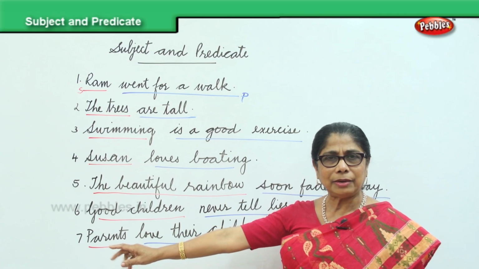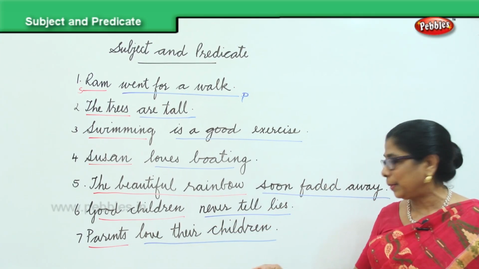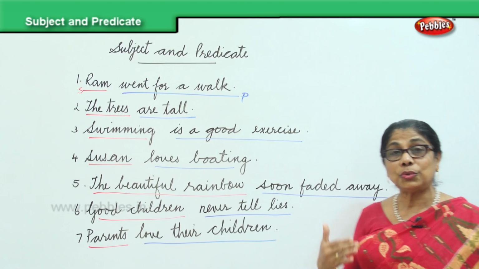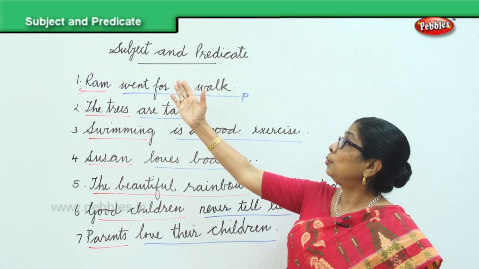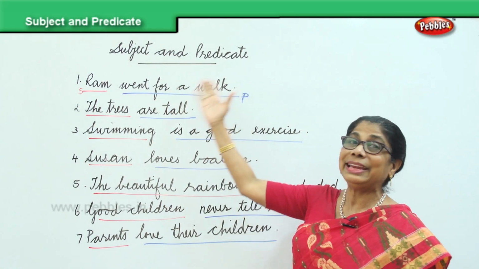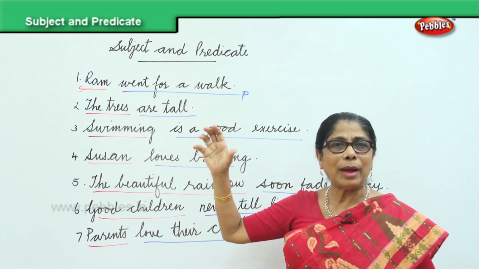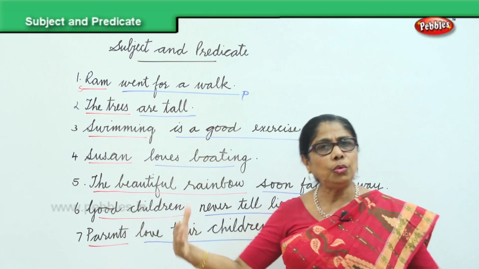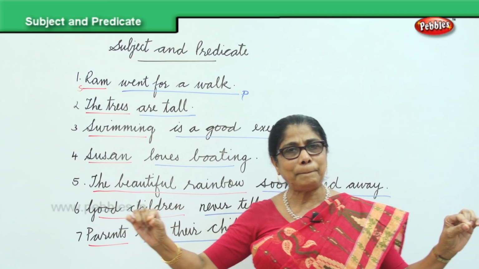Begins with the capital letter. I have underlined in red, love their children. That's the predicate. Ends with the full stop. So now I am sure you know what the subject is, what the predicate is in a sentence, how to pick out the subject, how to identify the predicate, how to join the subject and the predicate together to form a complete sentence.